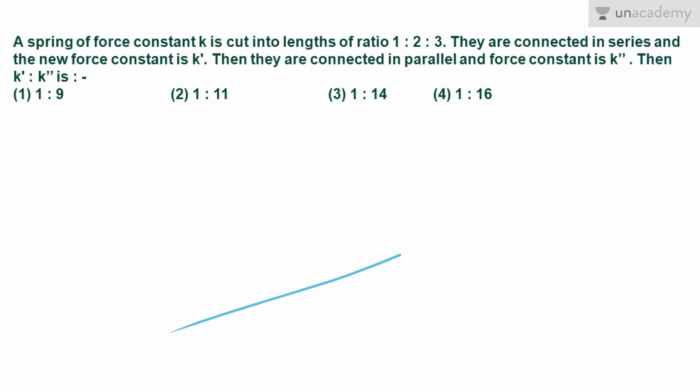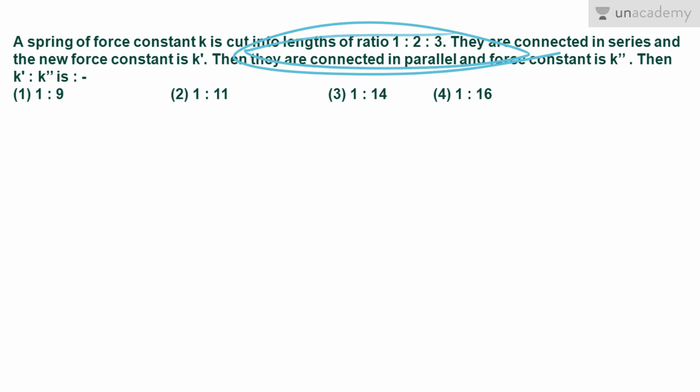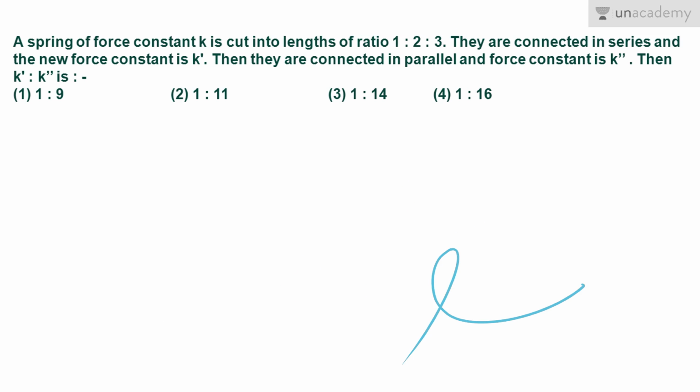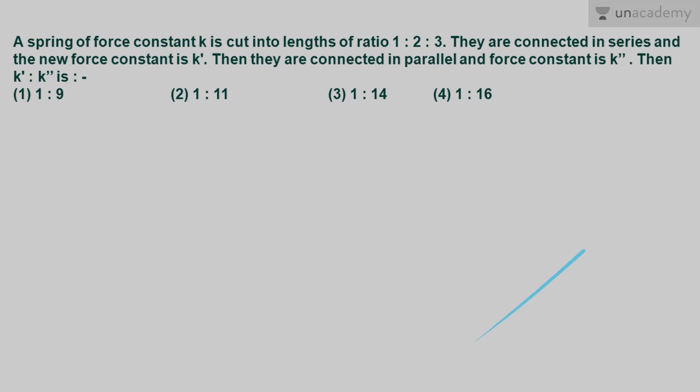Okay, so the first thing that should hit your mind, seeing the ratio of the length given, is that the spring constant K is inversely proportional to the length of the spring. Using this technique we will solve this problem. Now let's see the solution.